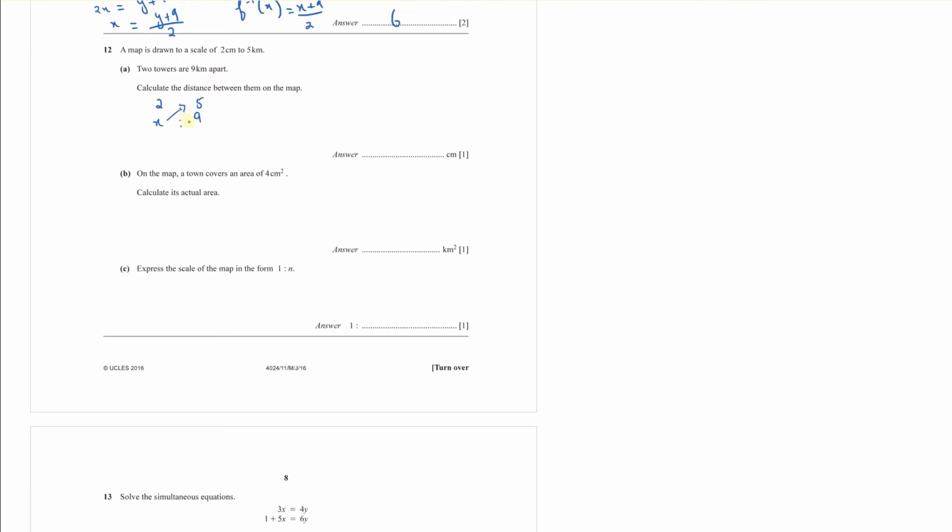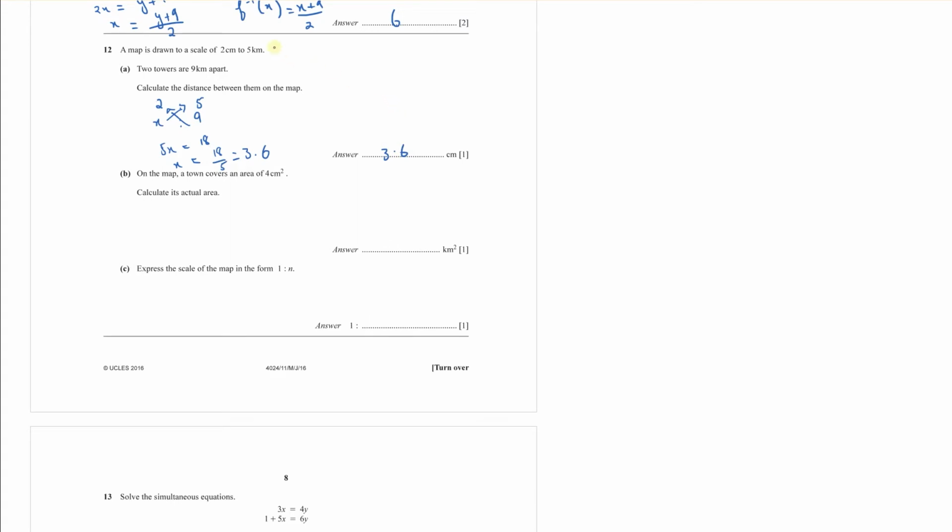So you cross multiply like this. So you get 5x equals 18. And then x equals 18 over 5, which is 3, and then 5 threes are 15, 3 remaining, 30 is 3.6. So you get 3.6.